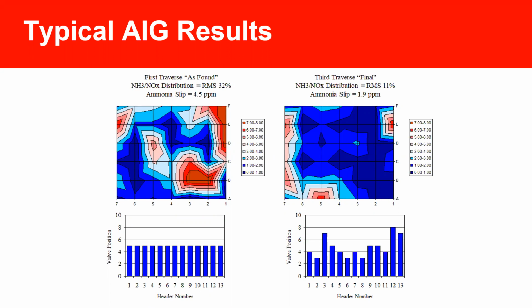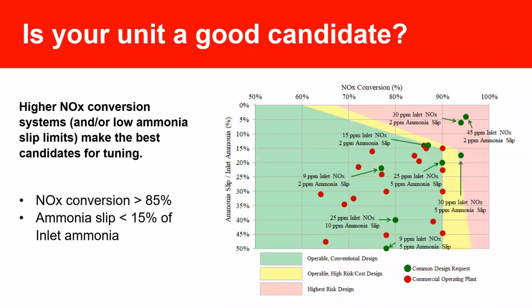Let's talk a little bit more about valves. Later, is your unit a good candidate for ammonia injection grid tuning? This particular graph we use can equalize what your application is. So you have a refinery application, do you have a turbine application? We have a diverse group here.